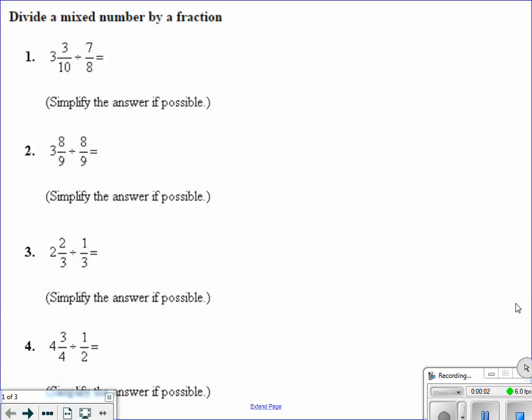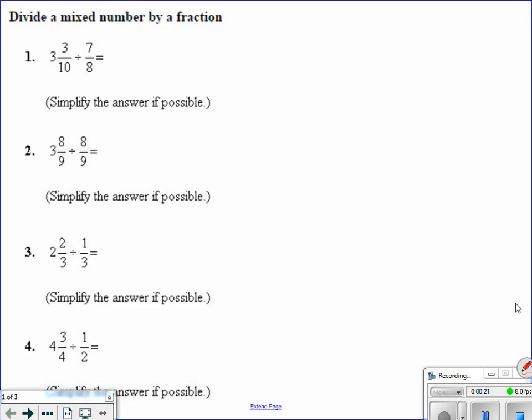All right, today you're going to be working on dividing mixed numbers by fractions and mixed numbers by other mixed numbers. So to do this, first of all, we can't divide a mixed number. So what we need to do is change that mixed number to an improper fraction.